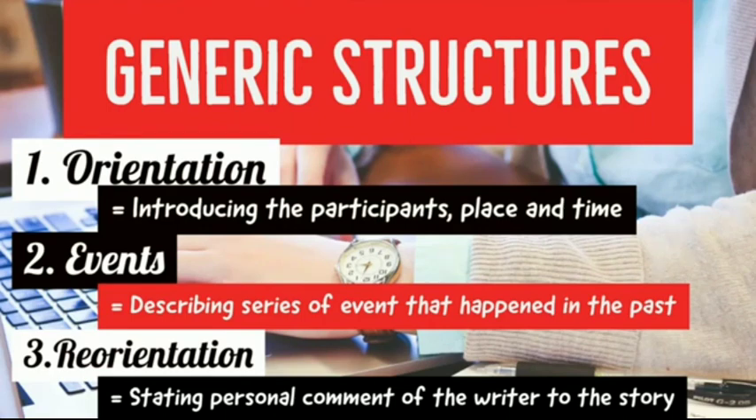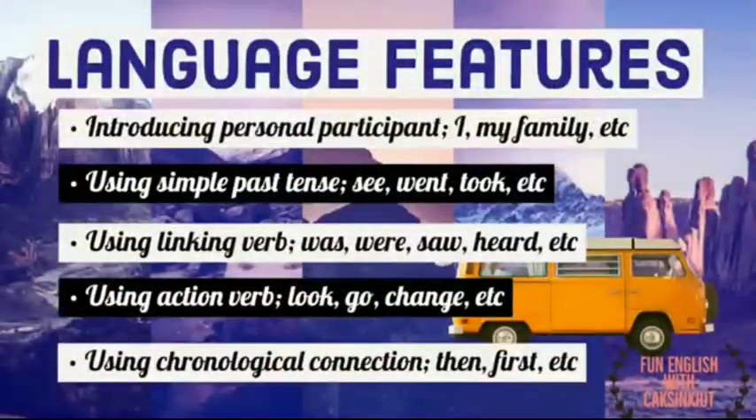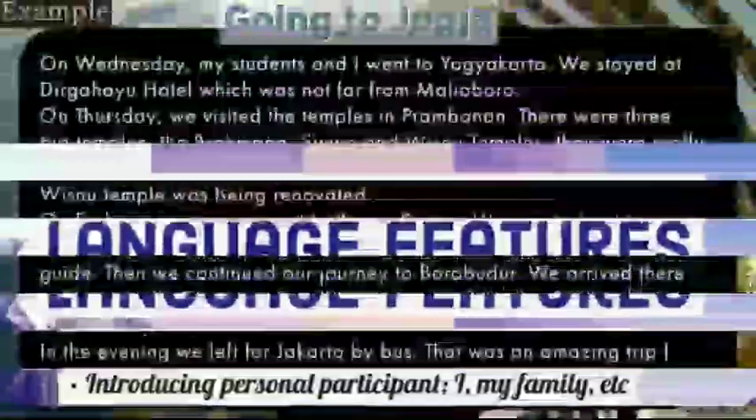It is optional. The writer can mention it or not, and it contains a personal comment of the writer about joining the event. And now, what about the language features of recount text? The language features of recount text are, first, introducing personal participants such as I, my family, my group, my friend, and etc. And then using chronological connectives, for example, then, first, after that, etc.